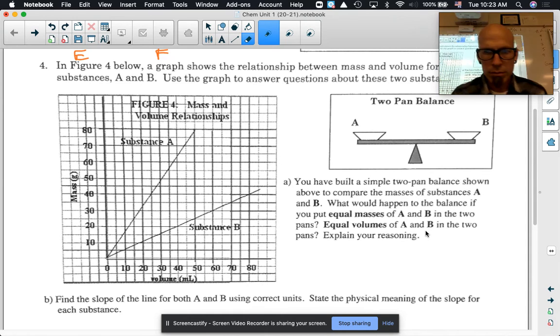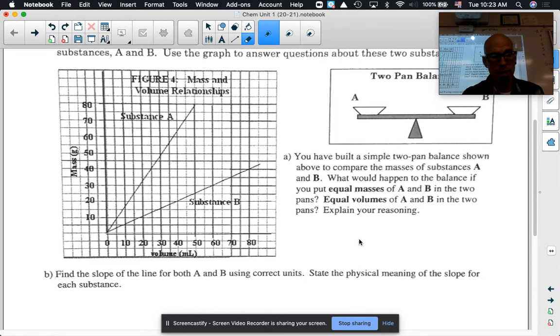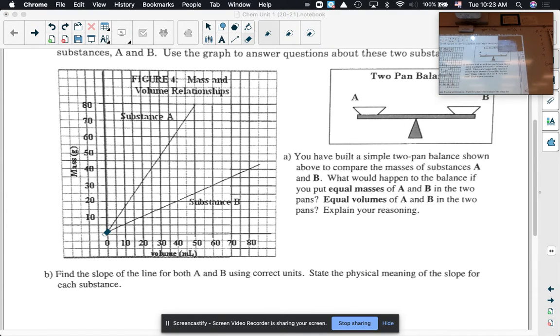Now, question B, you're supposed to find the slope of these lines, all right? So let me work that out real quick. Now, because they both look like they hit the origin pretty perfectly, I'm just going to use the origin as one of my places.